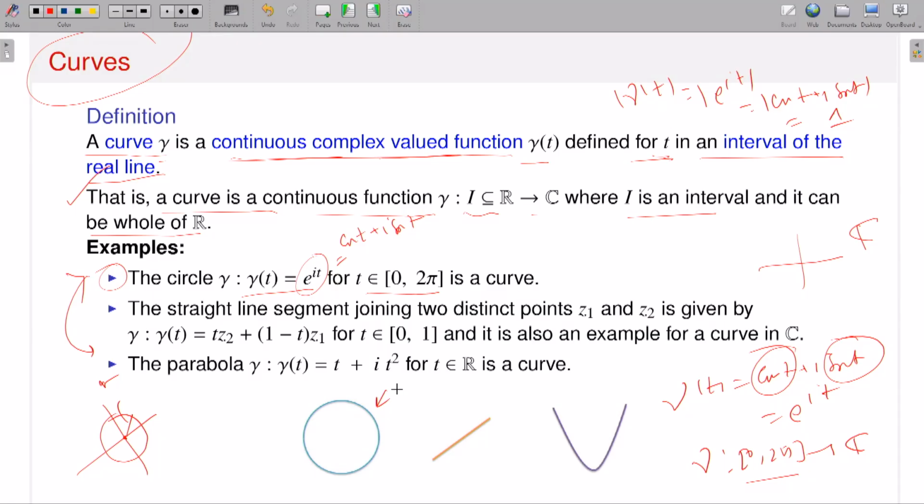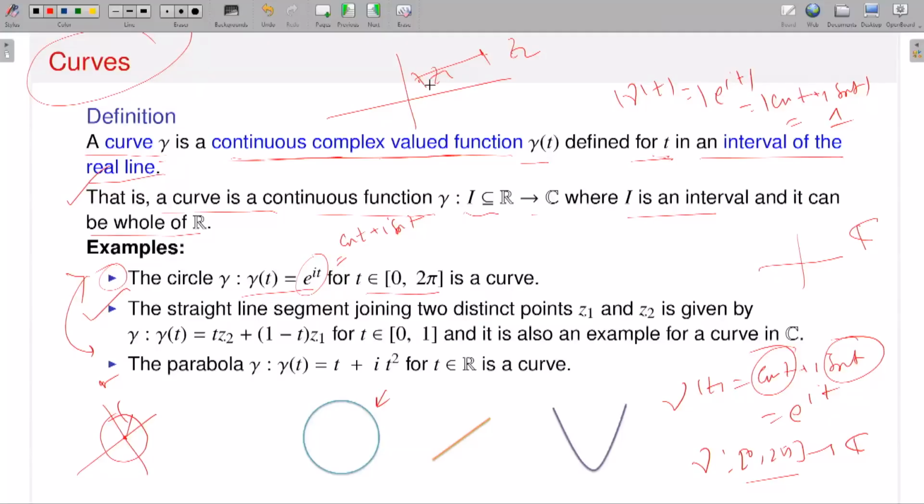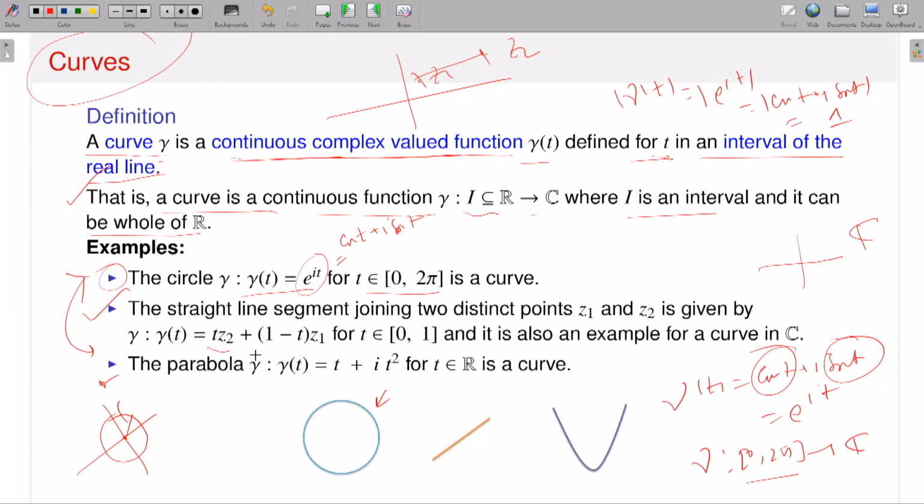Okay, this is a curve. This is also a curve. It's a straight line joining two distinct points z1, z2. Suppose I have a complex plane, suppose this is my z1, this is my z2. So the line segment joining z1 and z2, what is the equation of a line joining 2 points x and y in the real case? You know, it's t times x plus 1 minus t times y, right? Same thing, t runs from 0 to 1. Now if I have two complex numbers z1 and z2 and I want to give the equation of the line segment joining z1 and z2, same thing. This is nothing but t times z2 plus 1 minus t times z1, t from 0 to 1. That means if t is equal to 0, it will start from z1, and if t is equal to 1, it will end up at z2.